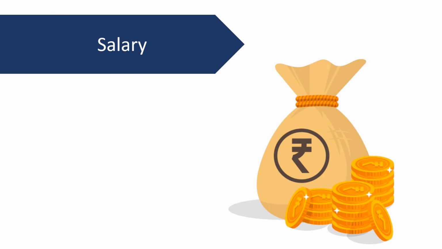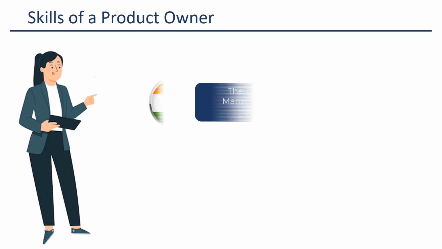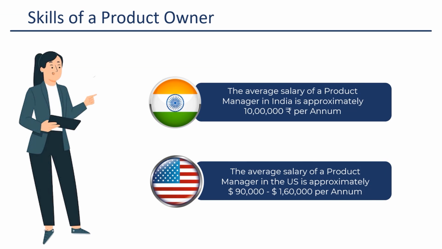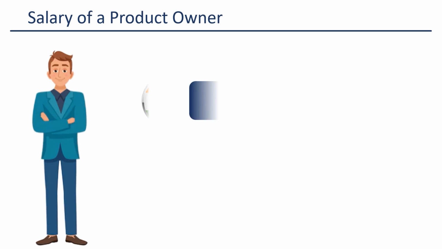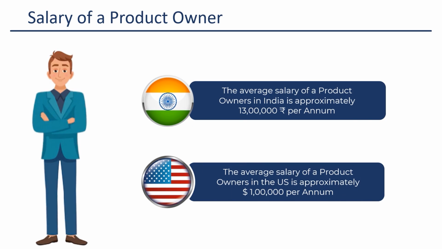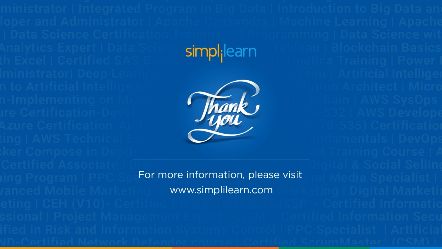Now, coming to the end of our session, let's discuss the salary of product managers and product owners. The average salary of a product manager in India is 10 lakhs per annum, and in the US is 90,000 to 160,000 US dollars per annum. The average salary of a product owner in India is 13 lakhs, and in the US is approximately 1 lakh US dollars per annum.